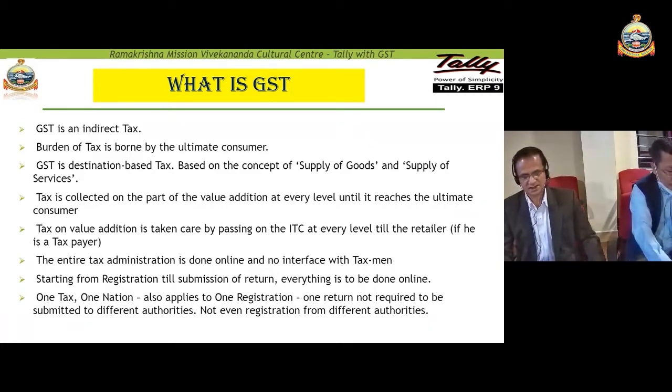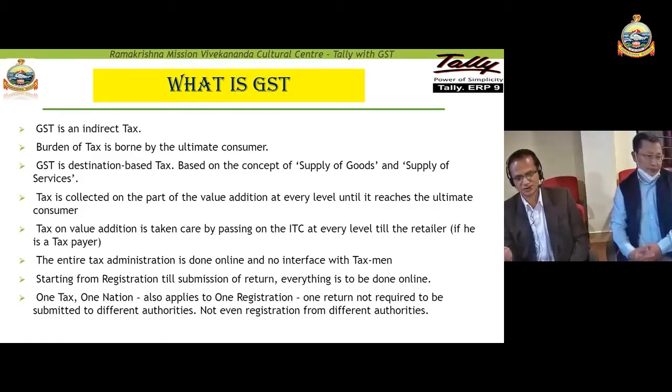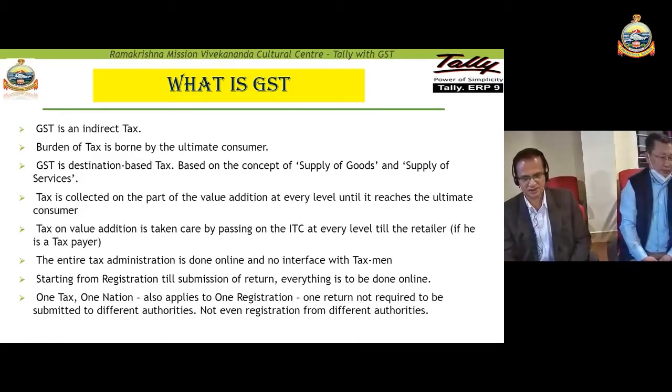Tax is collected at every stage, but let me make it clear that it is collected only on the value addition. Whatever value is added at that level, like when it goes to a retailer, if he is a taxable person, he also adds some value, like some amount of overhead expenditures plus his margin of profit. He pays only on that. The rest is taken care of by the ITC.